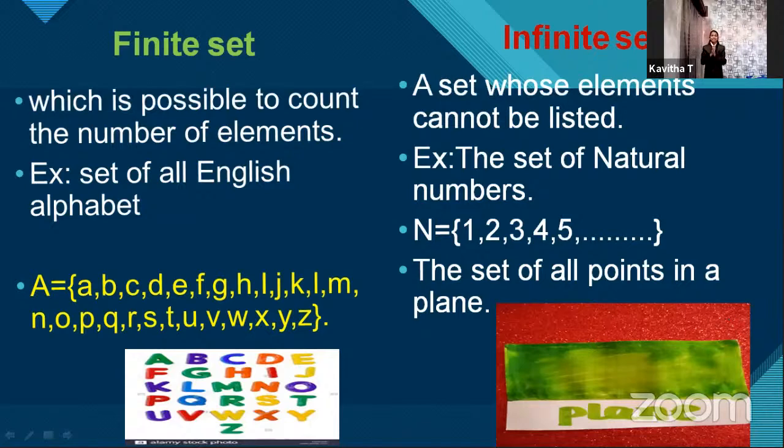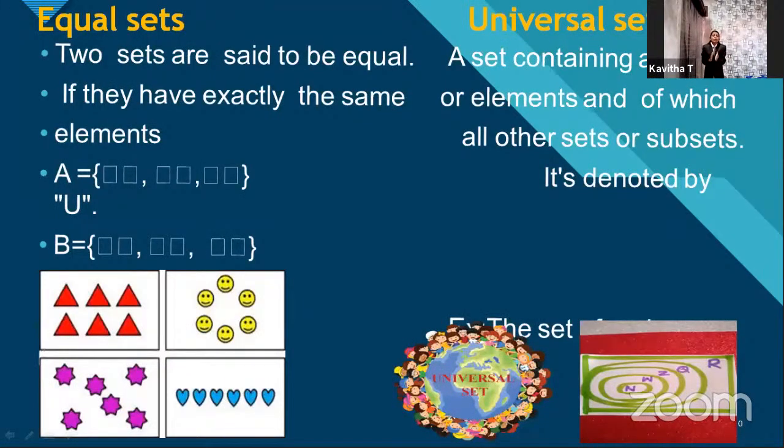The next type is equal sets. Two sets are said to be equal if they have exactly the same elements. Okay, let us do one activity, then you will understand what an equal set is.